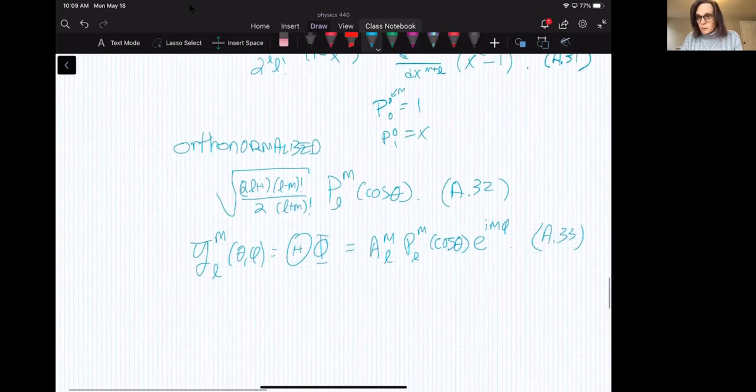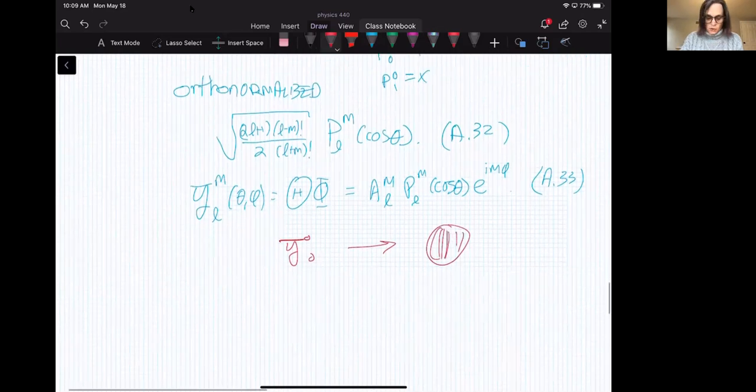And of course, that would have to be normalized as well. So this is where you get the probability distributions, right? So if you think back to quantum, Y 0,0 is the azimuthally and theta symmetric case, right? If you think about what that looks like, it's just a sphere, right? The surface at a given R.